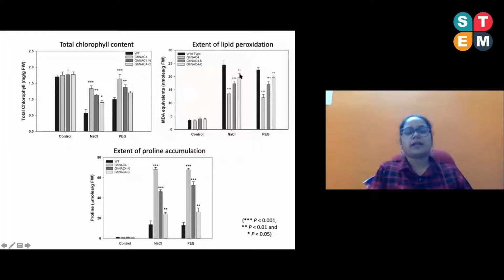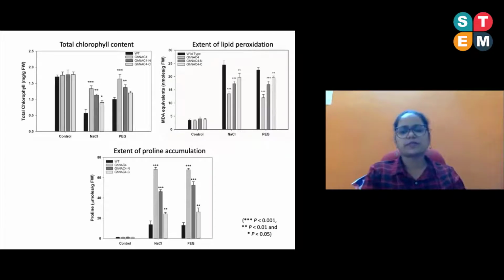Next, we performed what is called the lipid peroxidation assay. Now, under abiotic stress like drought and salinity, a lot of reactive oxygen species are generated, which leads to the peroxidation of lipids, especially the plasma membrane and other endomembranes. That is analyzed by an assay called the TBARS assay, where the malondialdehyde content of the tissue is measured. And we see that the wild type plants had a very high content of MDA as compared to the transgenic plants.